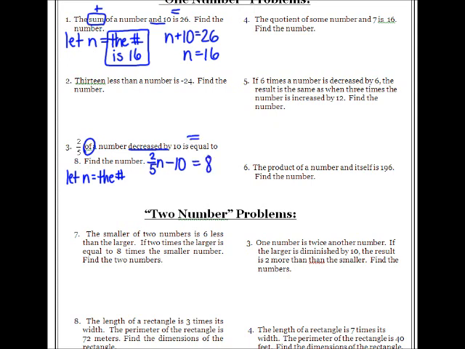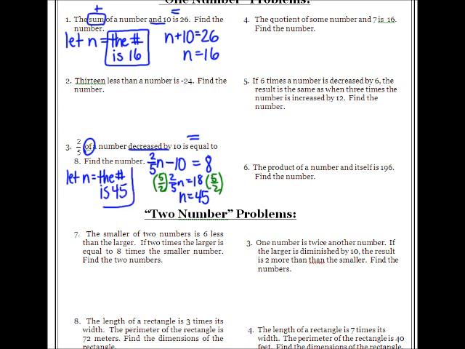Beautiful. Pause here, solve the equation on your own. If you're back with me, you add 10 to both sides, you get 2/5 n equals 18. Multiply both sides by the reciprocal, 5 halves, ka-ching. 2 goes into 18 9 times, 9 times 5, 45, and so we get n equals 45. So the number is 45.